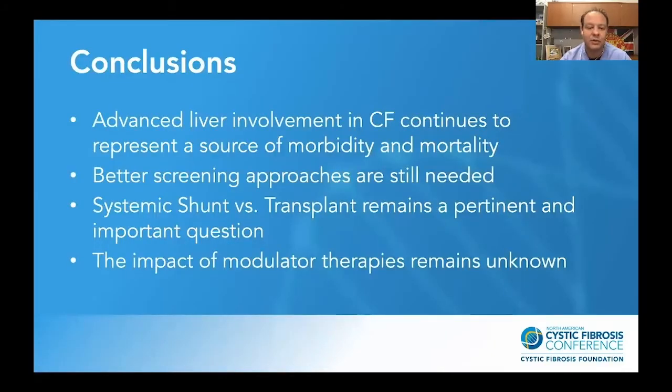So in conclusion, we do know that advanced liver involvement in CF continues to represent a source of morbidity and mortality. We do need better screening. We do need better ways to make sure we pick up these patients early. I think the conversation between systemic shunt procedures and transplant remains pertinent and important. I think that discussion will go on. And really what the impact of modulator therapies is going to be remains unknown.